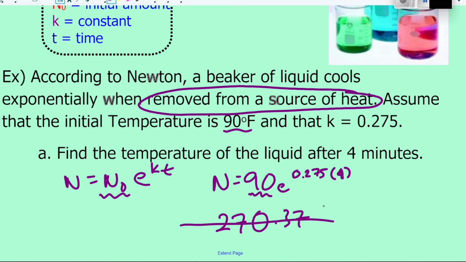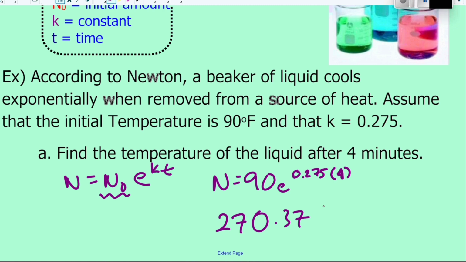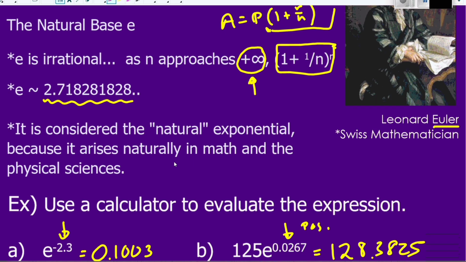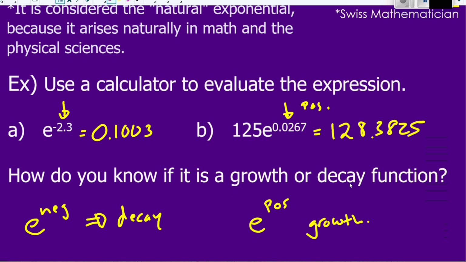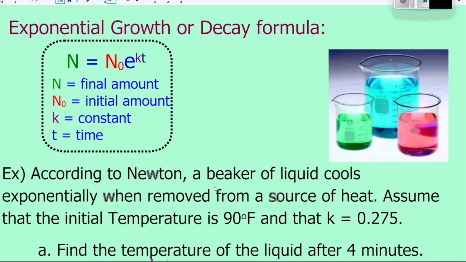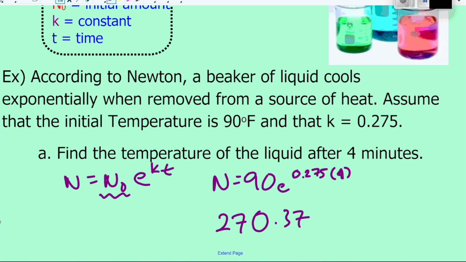Well, if you remember back to the very beginning of this, in the first slide, we said at the bottom, how do we know if it's a growth or decay? Whether this is a negative number, it's going to be a decay, or a positive number, it's a growth. So in ours, our number's fine. It's just the sign that's wrong. So instead of being 0.275, it should be negative 0.275. And that negative is going to make all the difference.